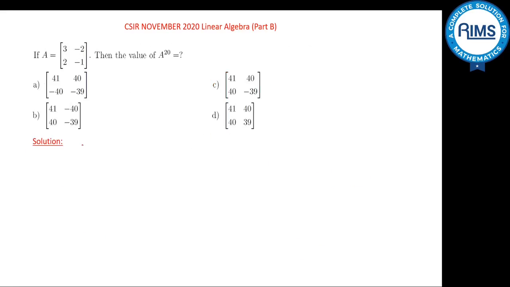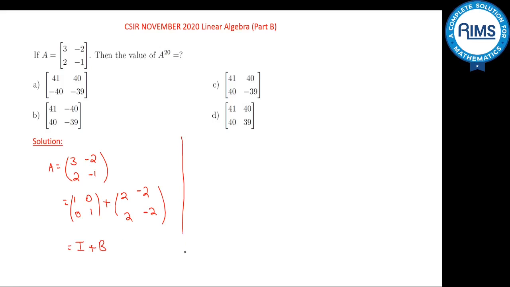Okay, next one. If capital A equals [3, -2; 2, -1], then the value of A raised to 20 is. We can write this A as the identity matrix plus some other matrix, that is [2, -2; 2, -2]. Here 2 plus 1 is 3, minus 2 plus 0 is minus 2, 2 plus 0 is 2, minus 2 plus 1 is minus 1.